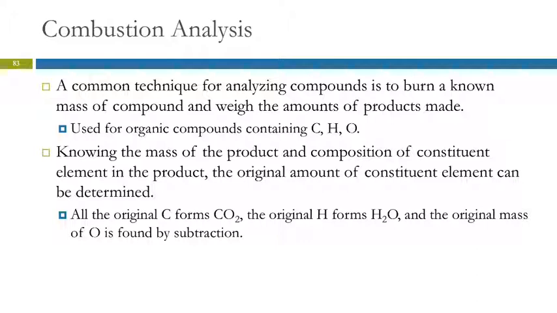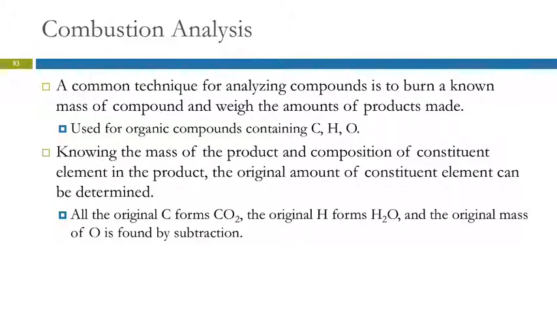Combustion analysis is another way to figure out the empirical formula. You take a known mass of a compound and you burn it, and then you collect and weigh the products from the combustion. This is frequently used for organic compounds that are carbon, hydrogen, and oxygen. It's not very useful on other sorts of compounds. So we know the mass of the product and the composition of the constituent element in each of those products, and then we can figure out the original amount of the element.